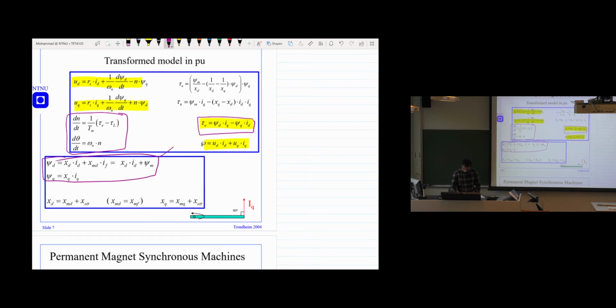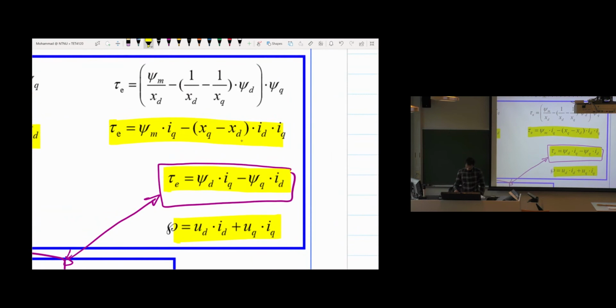So from this torque equation, if we use this relation, we can remove the flux from the torque by replacing psi d and psi q here. Then you will find the torque equation, which is like this. So now we have the torque equation, this one.